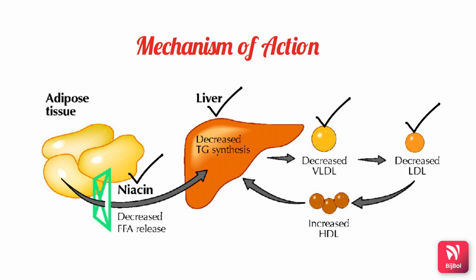So niacin decreases the VLDL and LDL. VLDL and LDL are not good for the body, so niacin is decreasing them. Whenever VLDL and LDL are decreased, it results in increased HDL. HDL means high density lipoproteins, which are good for the body. So niacin is increasing the good cholesterol in the body.